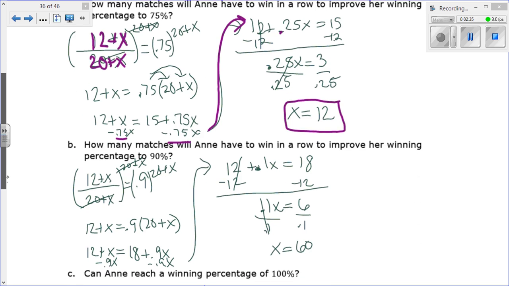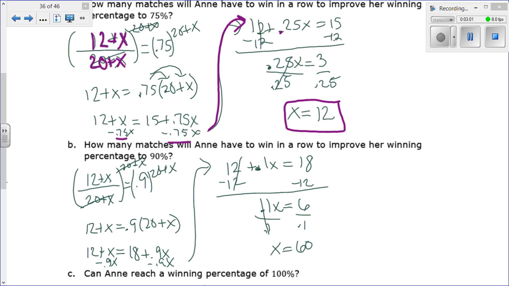All right. So Anne is determined to be better than that. How many matches will Anne have to win in a row to improve her winning percentage to 90%? Well, it's the same problem. We just change our percent. 90% is 0.9. So we keep our 12 plus x over our 20 plus x, and we say it equals 0.9. Again, multiply by 20 plus x on the top and the bottom.